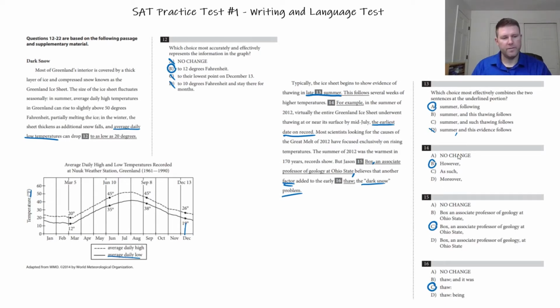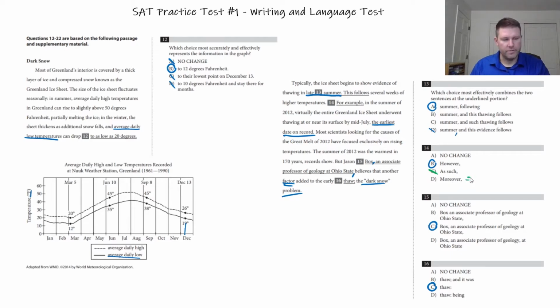One more thing, guys. About 14 here, a lot of people don't know what as such or moreover mean as transition words. So I just wanted to point that out. So as such is pretty weird. It basically means intrinsically or essentially. So if you used it here, it would be saying, typically the ice sheet begins to show evidence of thawing in late summer. As such, or considering this fact, right? And that doesn't really work here because they're pointing out that it happened in mid-July, the earliest date on record, so as such really doesn't work.